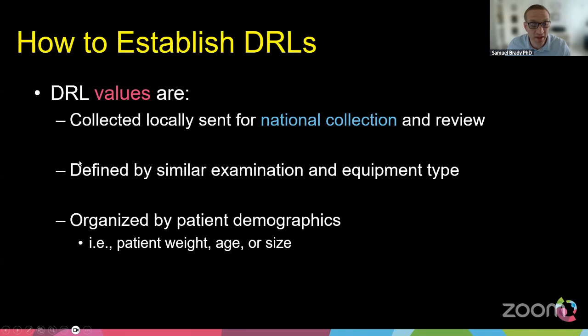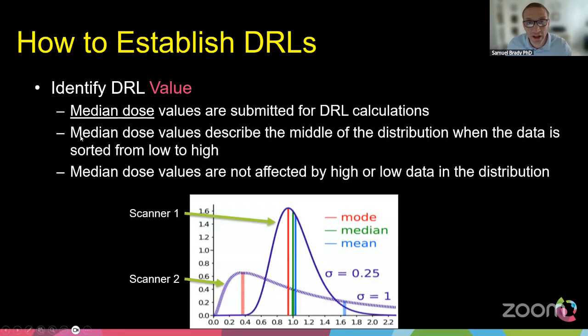They take this data and then they will sort it by examination type. So they'll separate, say, head CTs from chest CTs. They'll separate it based on equipment. Some people will have 64 slice CT scanners. Others may have 320 slice CT scanners, which have different outputs. And then we will divide up the data based on patient demographics, such as patient weight, age, or size. When we collect this data, it's important to understand how to share the data to the national group. We share from our local institution median dose values.